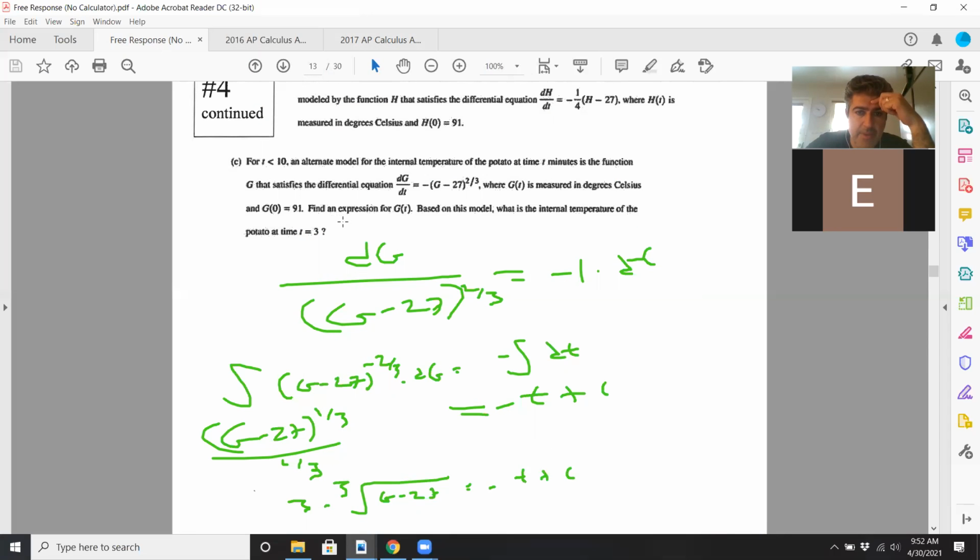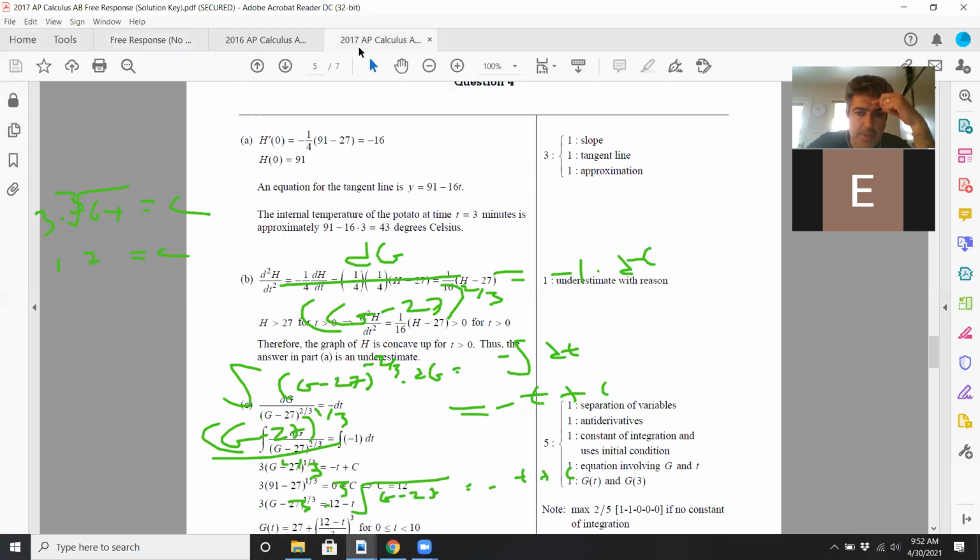Then I have to substitute my initial condition, 0 and 91. So I plug in 91 for g. So I'm doing 3 times the cube root of 64, which I know is 3 times 4 or 12. On the other side, I plug in 0, so c equals 12. So I'm sure to give us a point for doing that. Yep, c is 12. And then I have to use it.